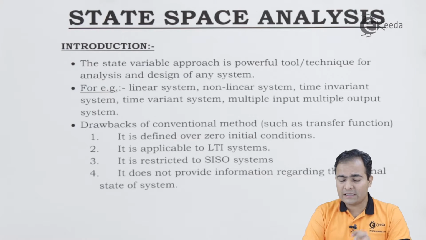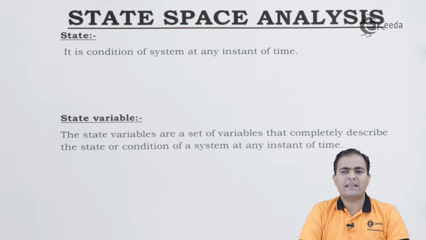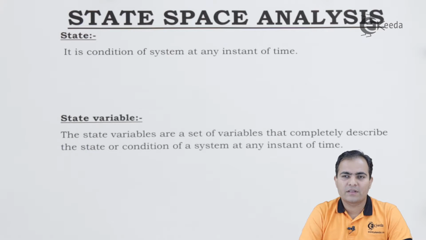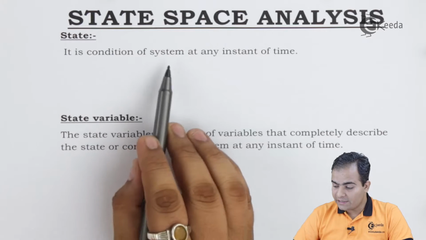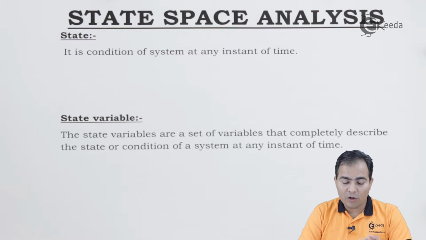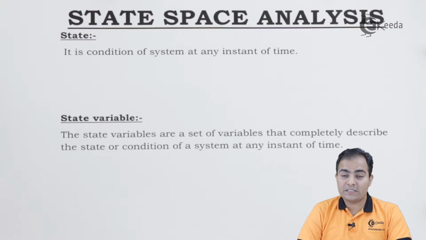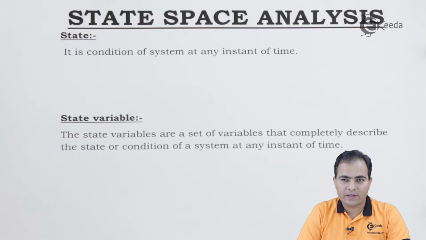Now, we will study different parameters of state space analysis. The first one is state. What do you mean by state? State means the present condition of the system. Its definition is, it is the condition of the system at any instant of time. We can find out the output, or the input which is processed by the system, at any instant of time.